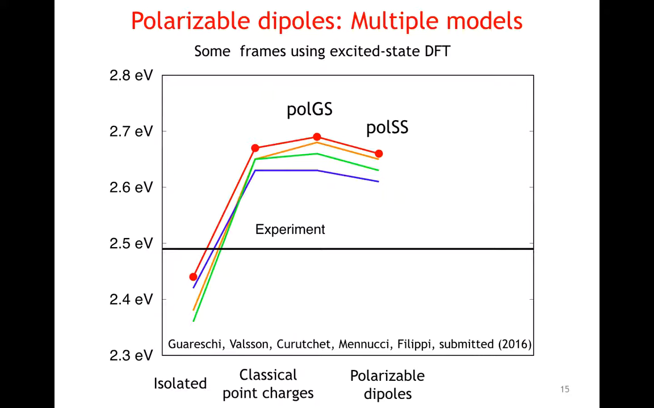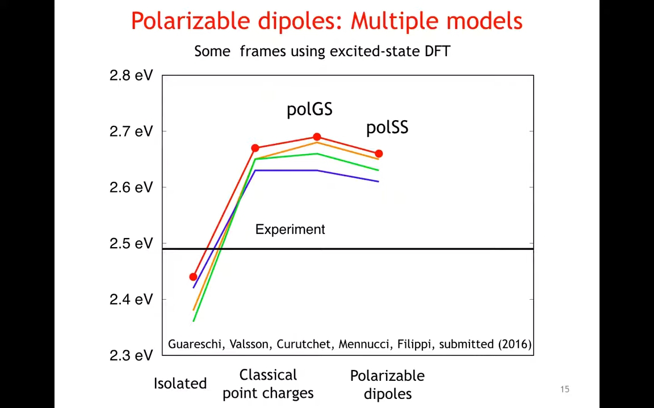So here we go with the results. We see that, of course, we have a trend of blue shift, as I said, going from the isolated chromophore to the classical point charges, and the PolGS produces a slight enhancement, similarly to what we see in the case of MCP in water, of these excitations. But the real surprise is that the state-specific correction doesn't help us in this case as it did before.